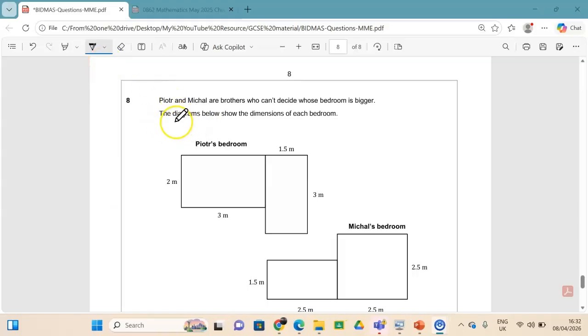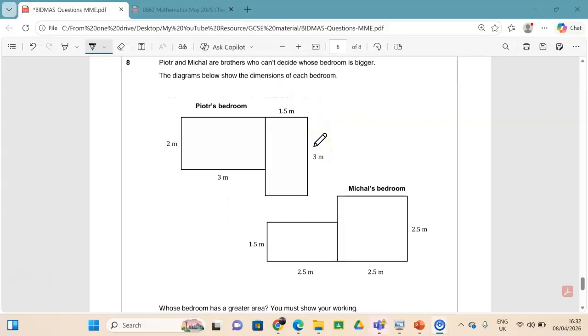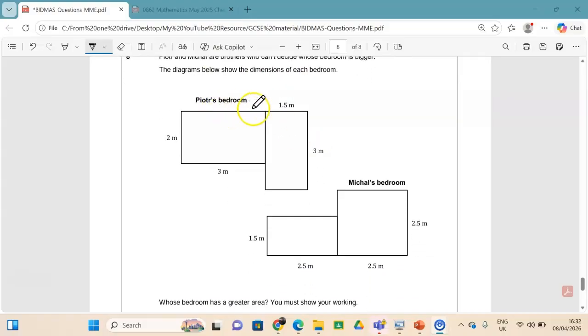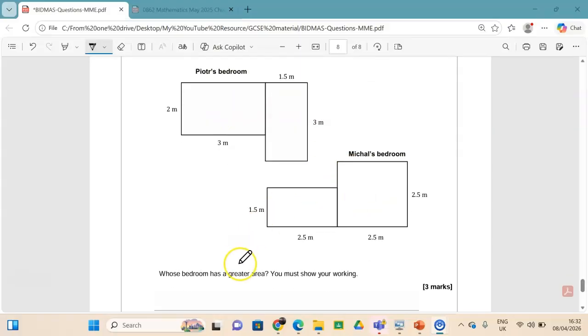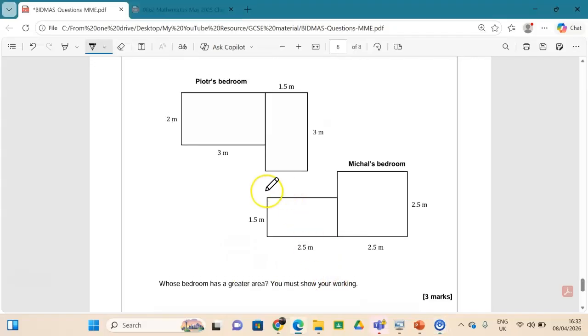Now, question 8 says, Piot and Michael are brothers who cannot decide whose bedroom is bigger. The diagram below shows the dimensions of each bedroom. So this is Piot's bedroom and this is Michael's bedroom. So let's help them decide. Whose bedroom has a greater area? You must show your work.